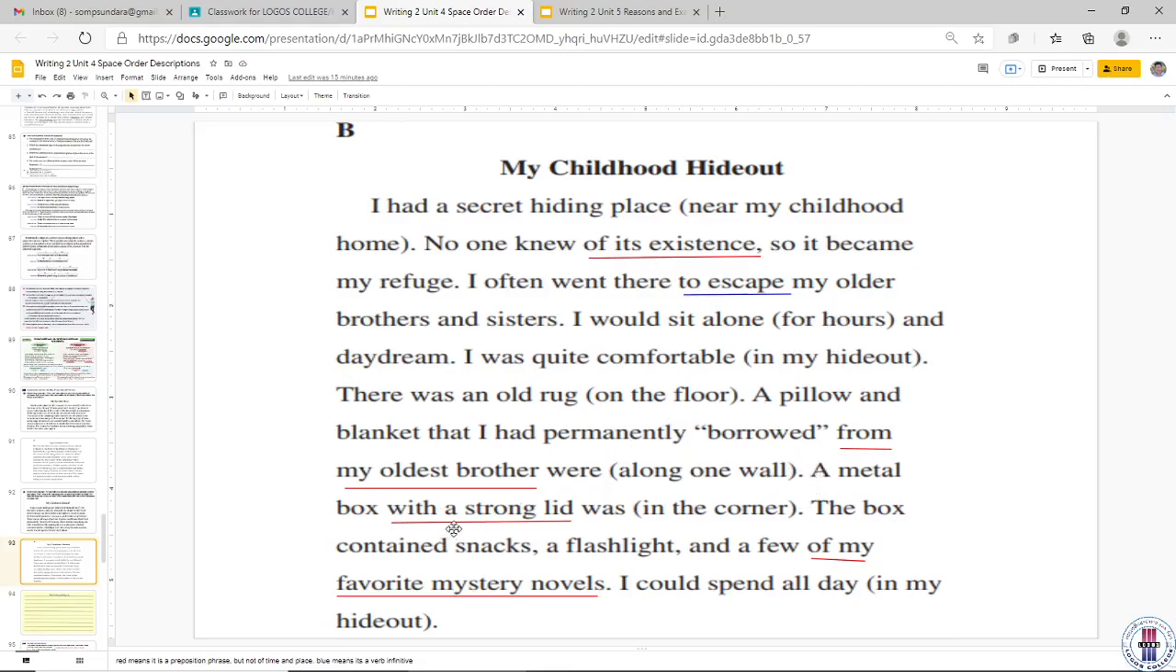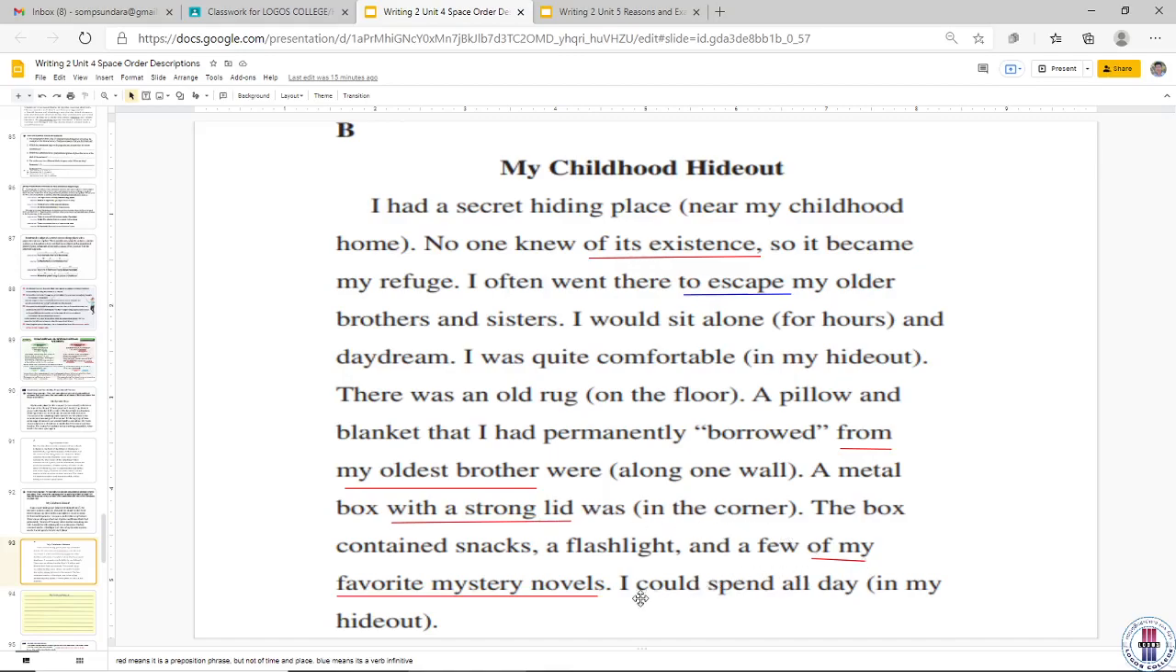A metal box with a strong lid was in the corner. Location, in the corner. Preposition of location, right? Prepositional phrase of place. A metal box with a strong lid. This describes the box, the metal box. Right? Not time, not place.